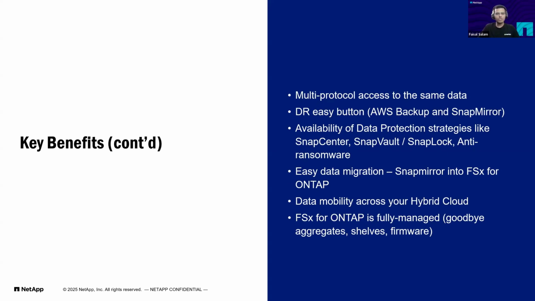SnapMirror preserves the user and file level permissions because it is block level replication. So in case of migrations, all you need to do is just break the SnapMirror, mount the volumes on the server, and you're pretty much good to go. And another one of the key benefits is we don't manage the firmware and OS upgrades, right? AWS takes care of that for us. So those are some of the key benefits from our experience with FSx.